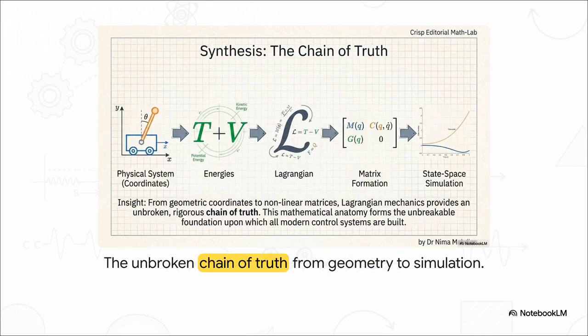And that brings us to our synthesis. We have successfully traversed this unbroken chain of truth today. We started out with raw, physical geometric coordinates. We then utilized scalar kinetic and potential energy as our absolutely flawless translators. We formulated the master Lagrangian, we extracted the equations of motion, arranged them neatly into nonlinear matrices, and successfully ran a highly predictive state space simulation. This mathematical anatomy right here forms the unbreakable foundation upon which all modern control theory is built.